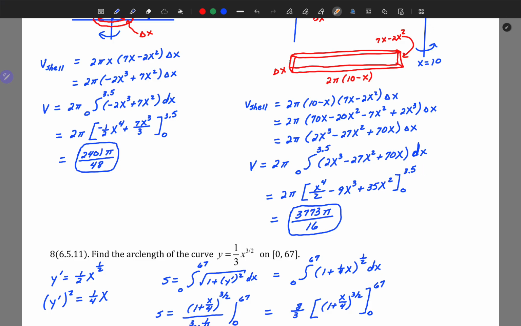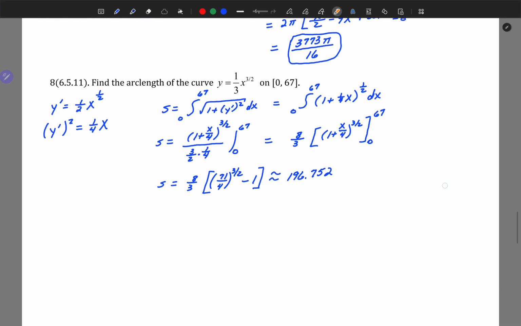Just like the other problems through here, I evaluated this on my calculator by plugging 3.5 in for x. When I did that, I multiplied that answer by 2 and got the fraction 3,773 over 16 times pi. And of course, yet again, just like all of these problems 4 through 7, the lower limit of integration can be ignored because when we plug 0 into this polynomial, we get a 0.